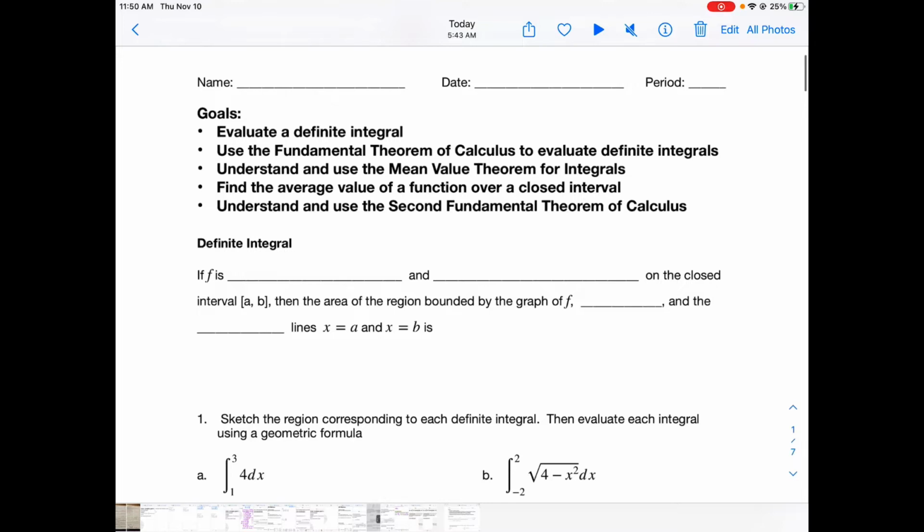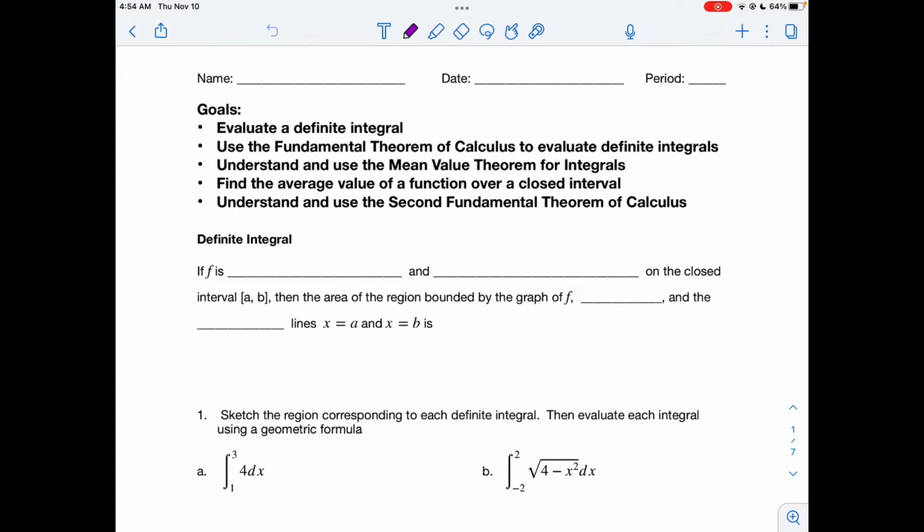Part two lets us deal with our upper limit as a variable, which is called the second Fundamental Theorem of Calculus. We'll also learn the mean value theorem for integrals and something called the average value of a function over a closed interval. Let's start by defining a definite integral.